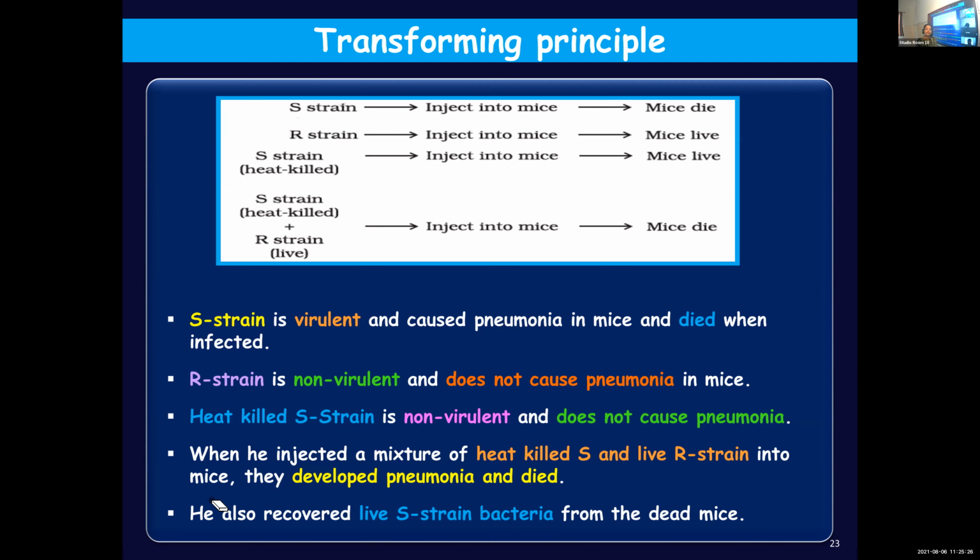And in the last case, he took a combination of both heat killed S strain and living R strain. Separately, when these were injected, the bacteria could not develop disease in the mice. But when a combination of both was injected into these mice, they developed pneumonia and died. And to their surprise, they could even obtain living S strain bacteria from the dead mice, which they did not inject. From where did this living S strain bacteria develop?